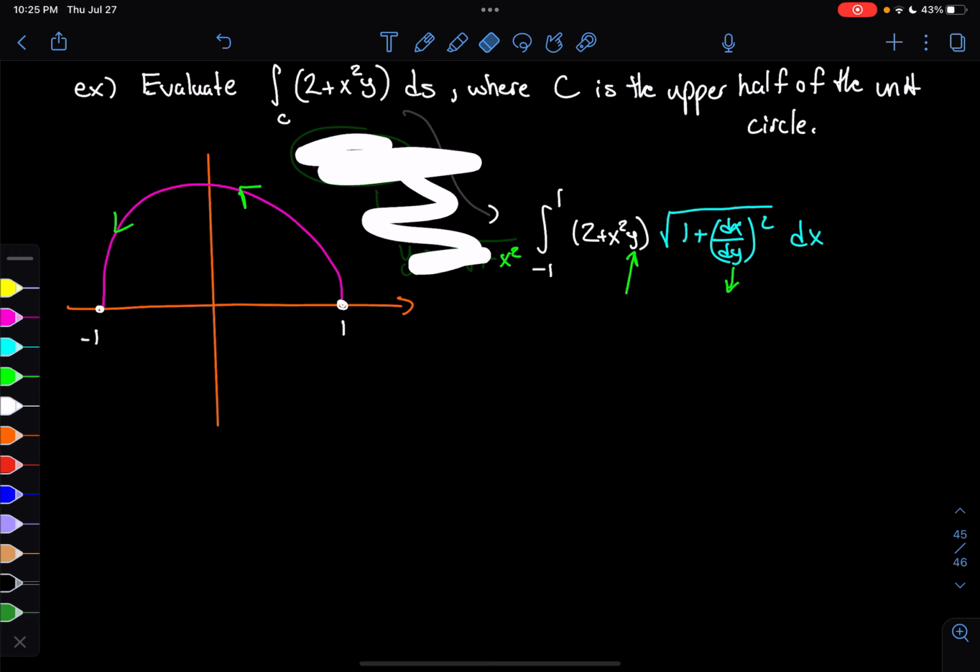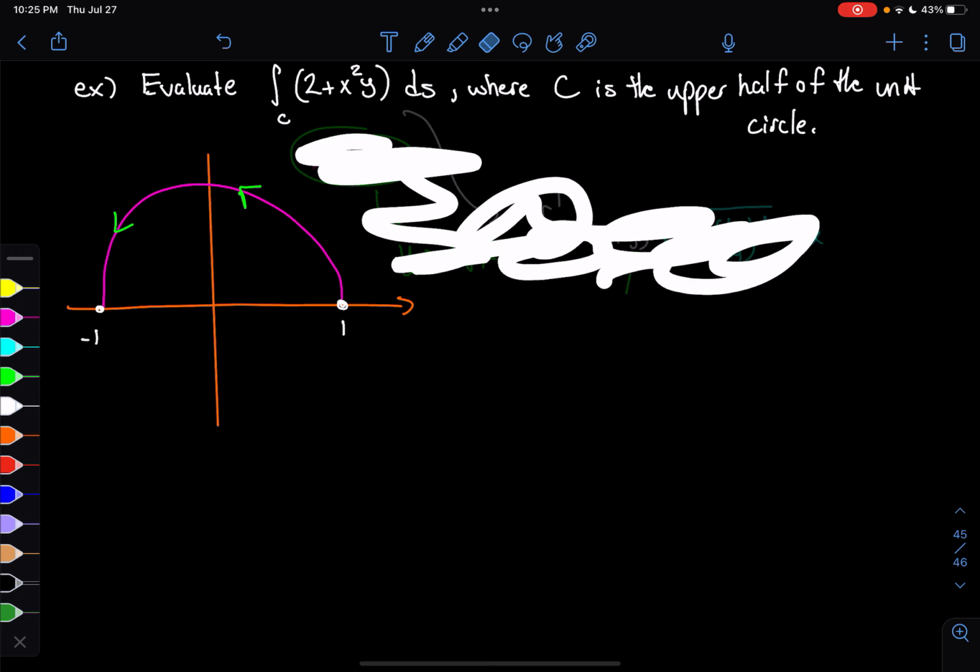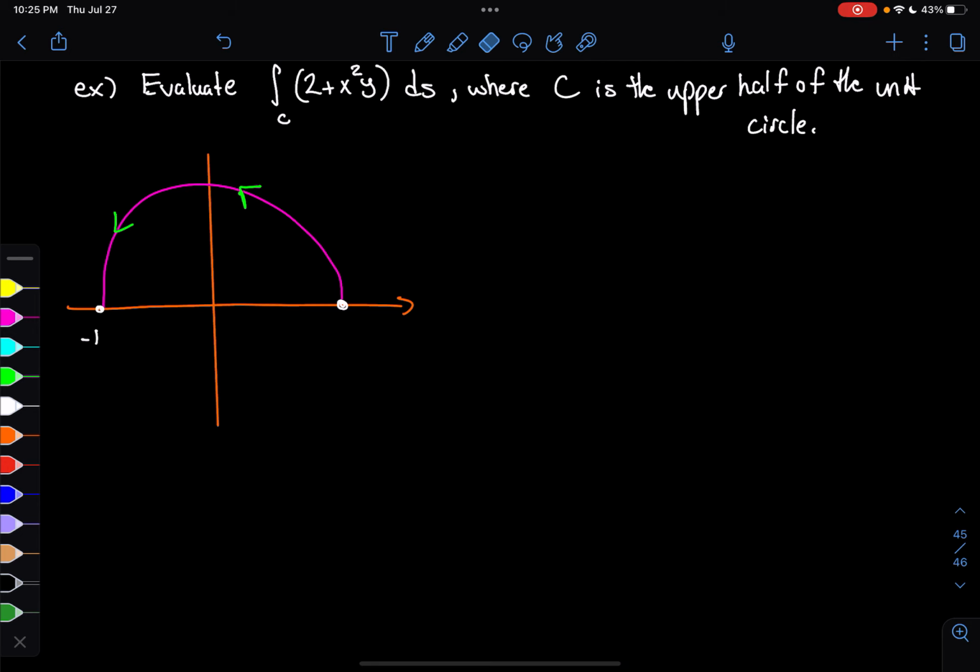Well, hopefully after taking so many lessons in this class, we noticed that this is a circular path, and that it might behoove us to parameterize this path in terms of a single variable. That is, let's let x equal cosine of t and y equals sine of t, because this is a unit circle of radius 1, for the value where t goes from 0 to what? Well, t goes from 0 to pi.